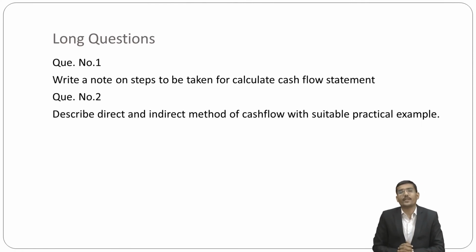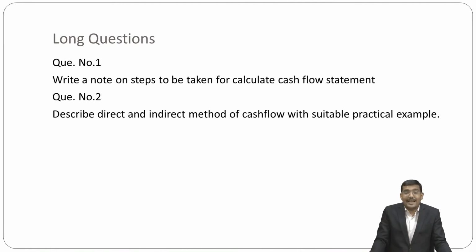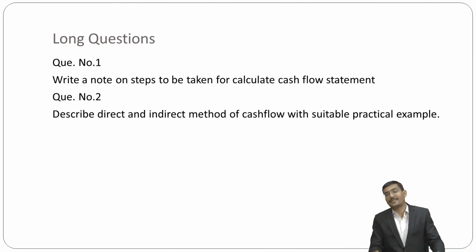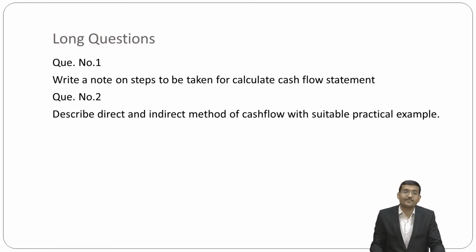The first long question is, write a note on the steps to be taken to calculate the cash flow statement. In that, you have to evaluate these 3 activities and the 4 calculation points, that is calculation of net cash balance, then calculation of operating activities, net cash calculation from the investing activity, calculation of financing activity, etc. The second question is, describe the direct and indirect method of cash flow with a suitable practical example. In that, my dear friends, you have to prepare the whole statement.